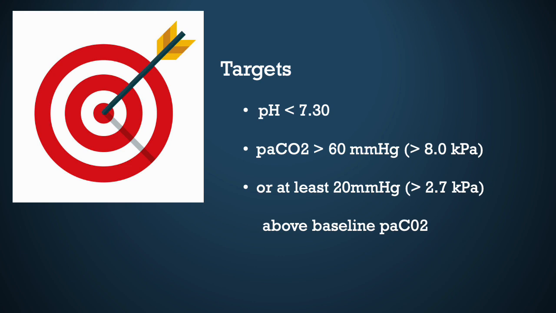You are looking for a pH of less than 7.3 and a PaCO2 of more than 60 millimeters of mercury, okay? So for patients with pre-existing hypercarbia, like your COPD patients, you should look for an increase of 20 millimeters of mercury above the patient's baseline.